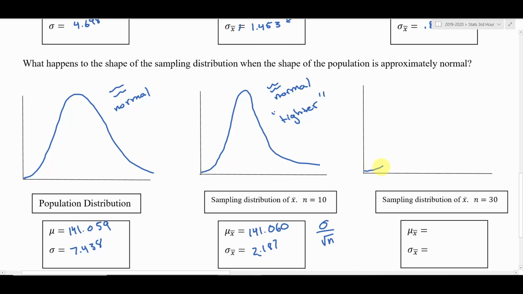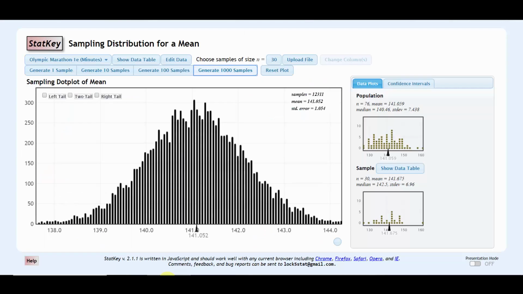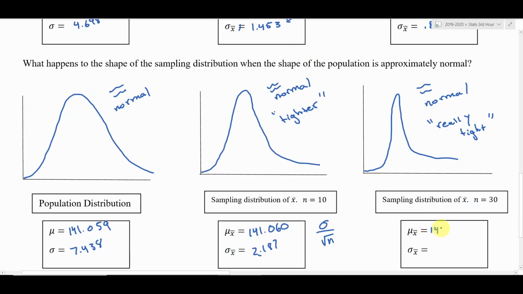So I'm going to draw a nice, really tight normal curve. It's still approximately normal, and it's going to be really tight, for lack of better words. So it gets skinnier as we go. The mean is going to stay the same. This time it was at 141.052, so we're not seeing a whole lot of change here. That's 141.052, and our standard deviation was at 1.054. So again, we see that standard deviation drop because we increased that sample size.